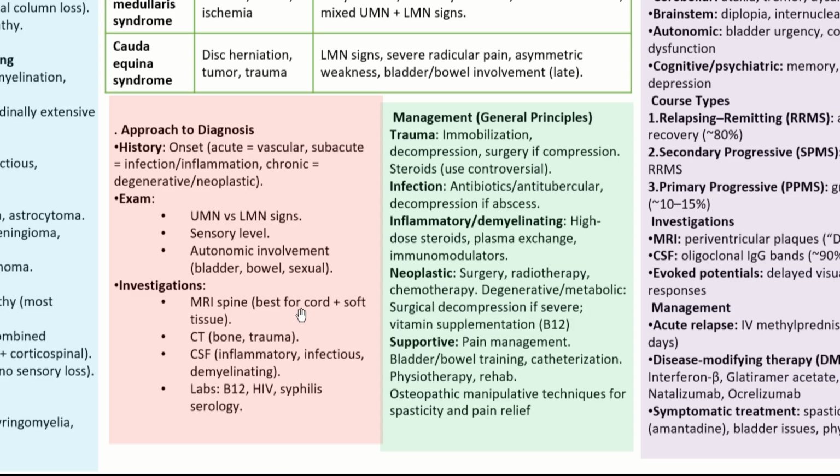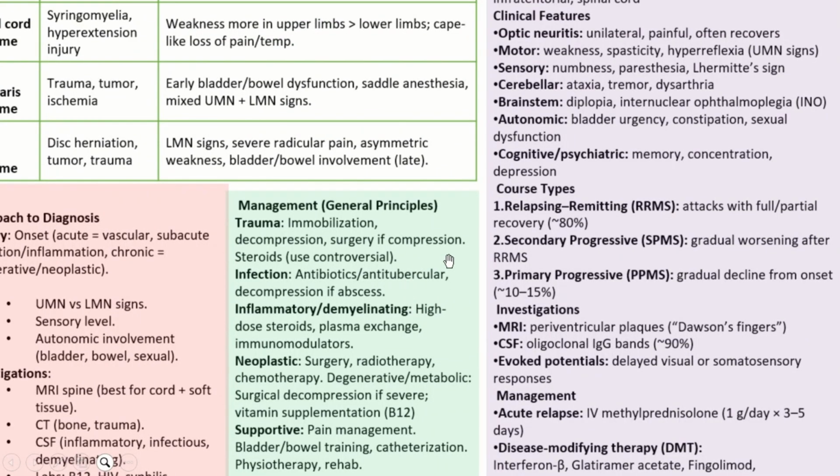Investigations: the MRI is the best for visualizing the cord and the soft tissue, but the CT is better for bone and trauma. Then we can do CSF to rule out infectious or demyelinating diseases. And then we can do the labs for HIV, for syphilis, and other things, and serology.